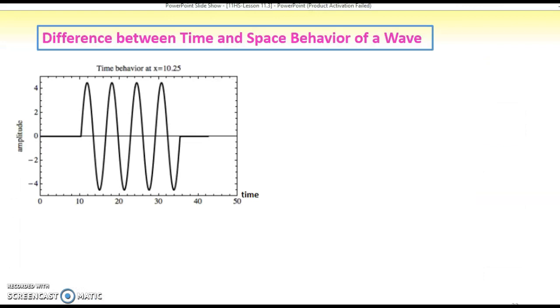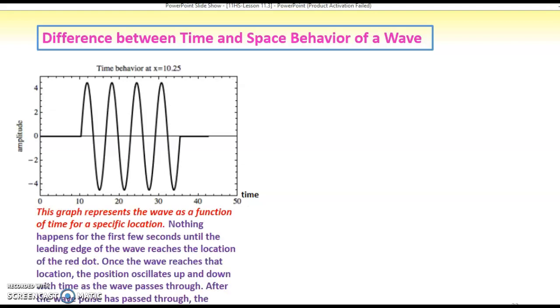So this is the graph shown clearly here, the variation of the amplitude as a function of time. This graph represents the wave as a function of time for a specific location. Nothing happens for the first few seconds until the leading edge of the wave reaches the location of the red dot, and we can see it here clearly as a horizontal straight line. So this initial time before the pulse reached the highlighted particle, the behavior was zero.